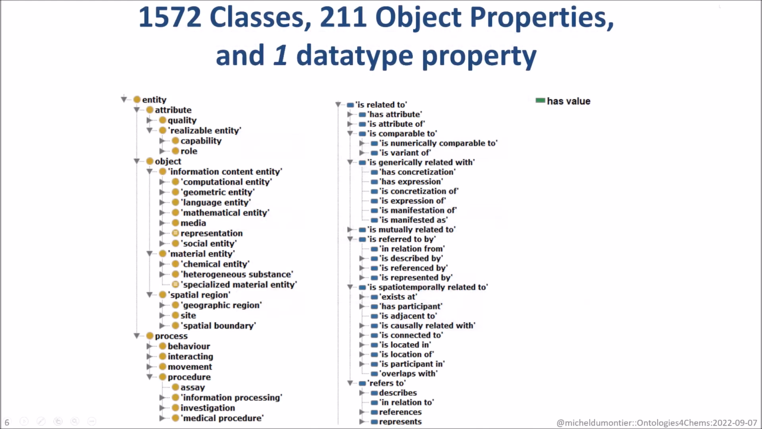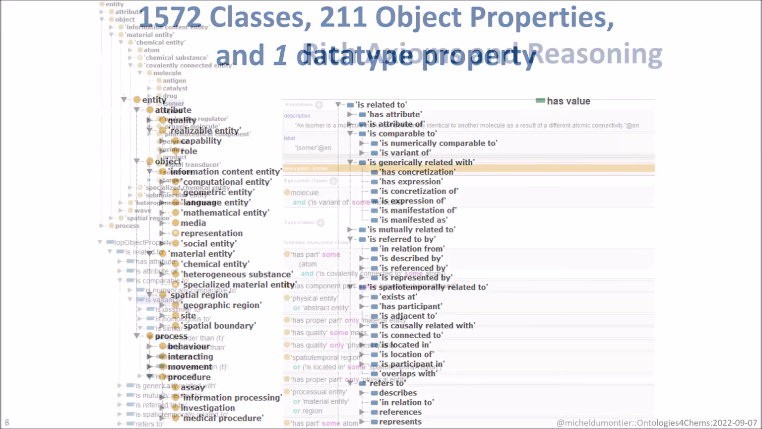And so what we have is an ontology with about 1,600 classes, 211 object properties, about half of which are inverses, and a single data type property. So it's quite easy to understand the basic fundamentals of the ontology, and to navigate through its structure, to identify both the types that you are interested in, as well as basic and independent or orthogonal relations to use to relate these things together.